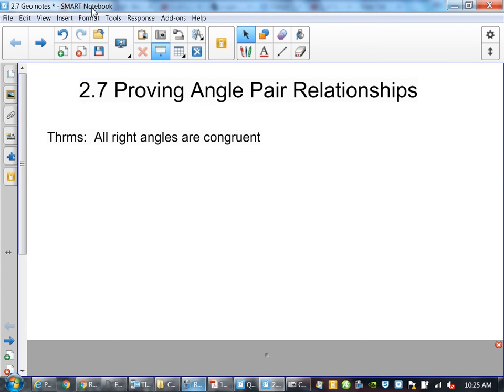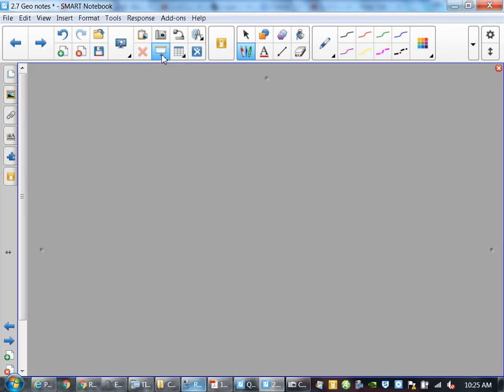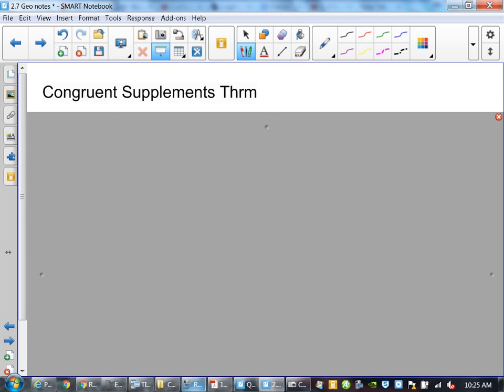So we know that all right angles are congruent. We've said this in a progression sheet. We would say, hey, if this is a right angle, and this is a right angle, we know those two are equal because they're both 90 degrees. Things that have equal measure are congruent. We've said that. The other thing that we haven't done is something called congruent supplements. And we're also going to have something called congruent complements.